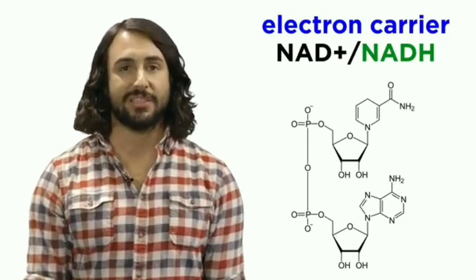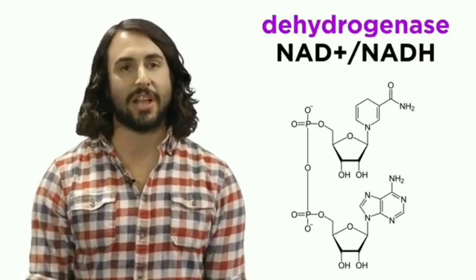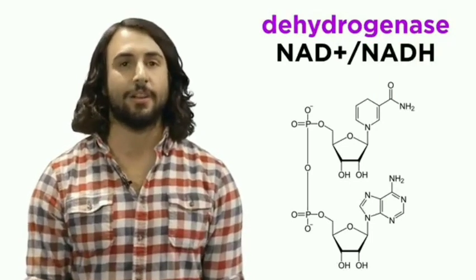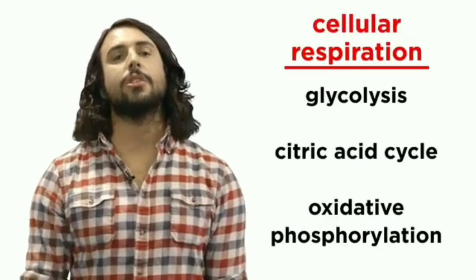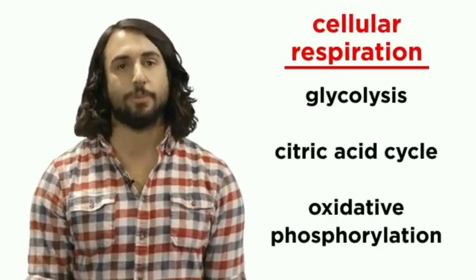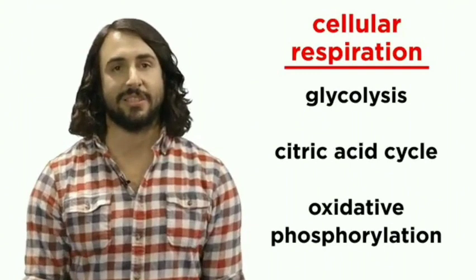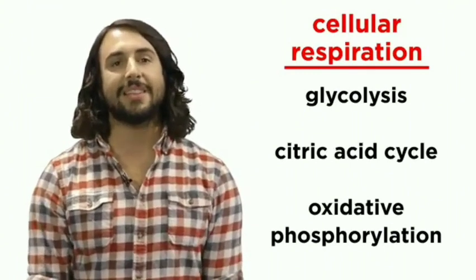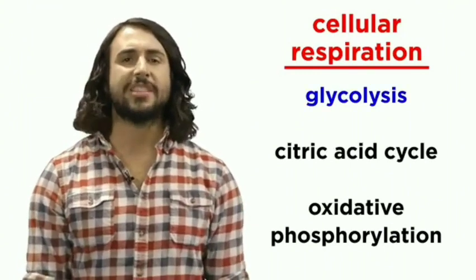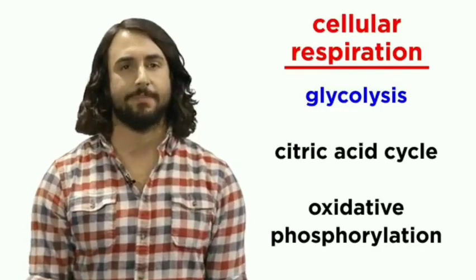This transfer, facilitated by an enzyme called dehydrogenase, helps catalyze the breakdown of glucose. Cellular respiration happens over 3 major pathways. There's glycolysis, the citric acid cycle, and oxidative phosphorylation. Let's focus on these one at a time.